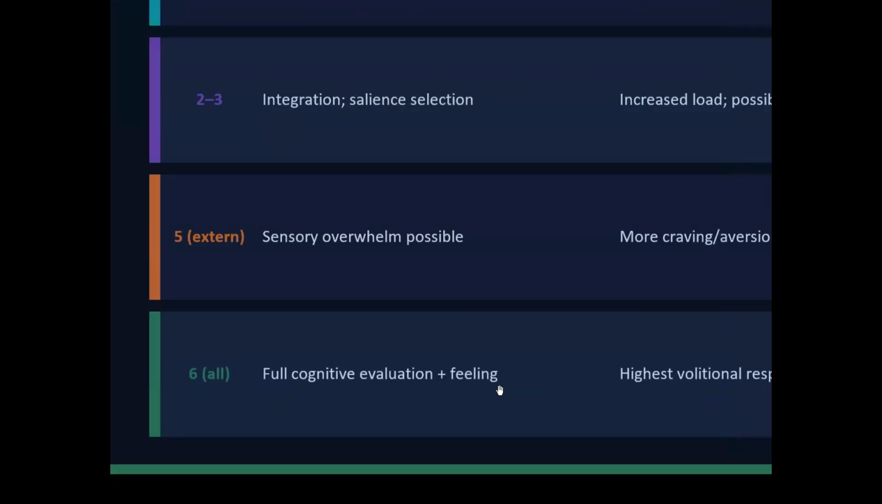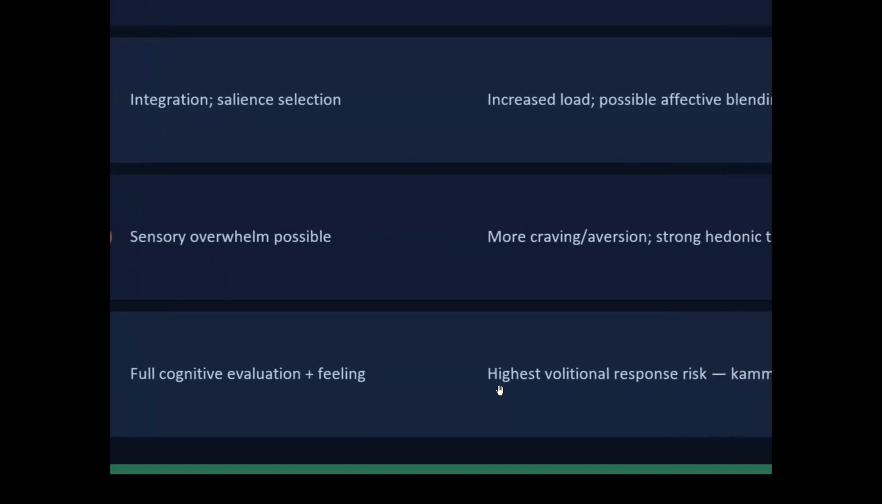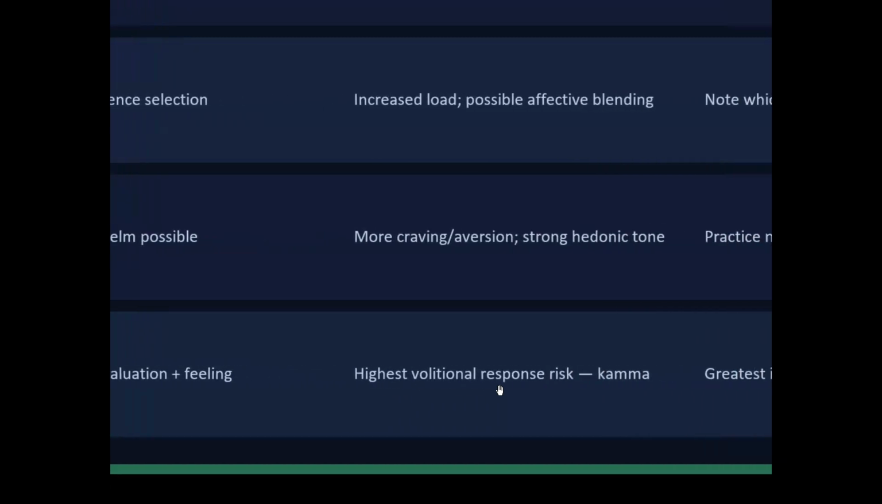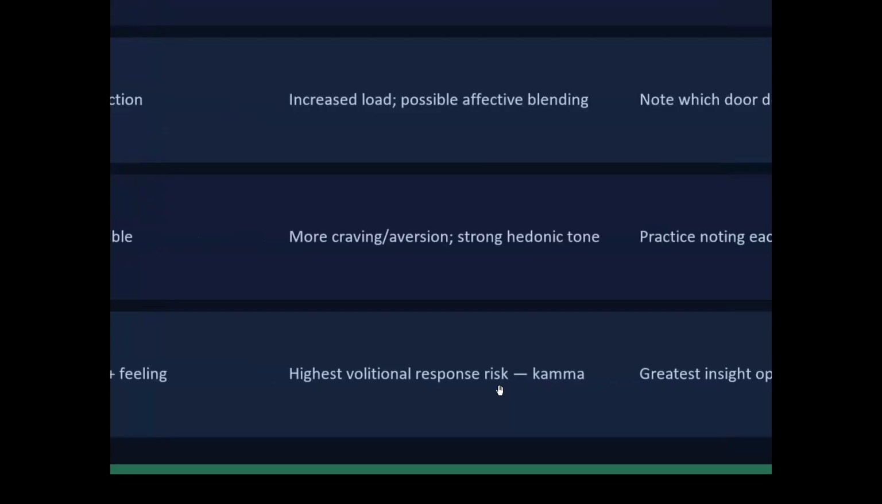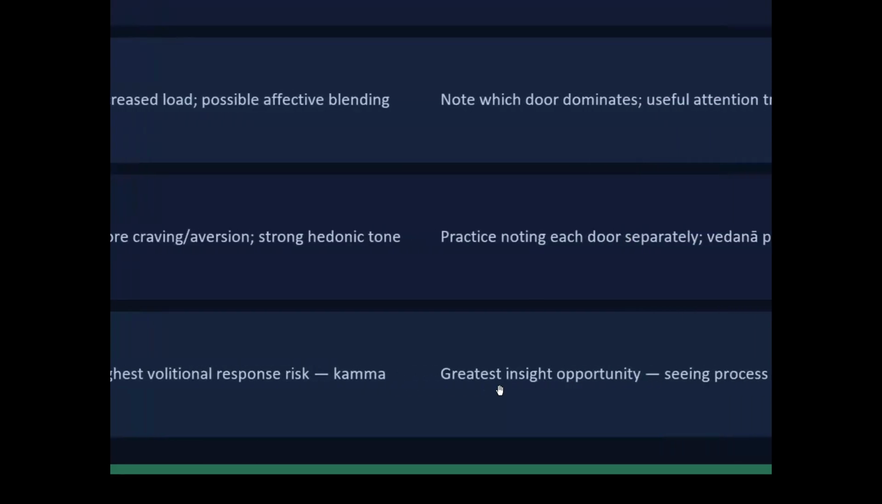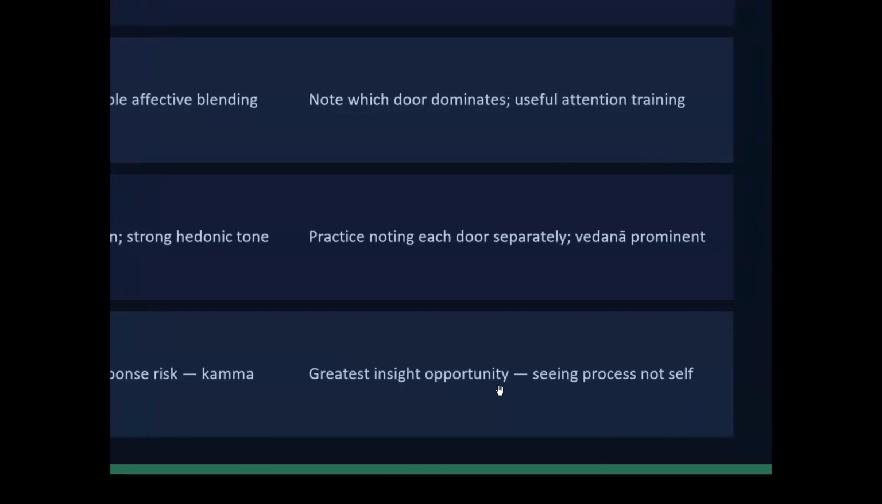And number 6, the full cognitive elaboration, the feeling. With the mind coming in, the highest volitional response risk. I mean, you create karma. When the mind comes in, karma will be created. So this is the greatest insight opportunity: seeing process, not self. Okay, that's why vipassana is about process. You don't see yourself. It talks about process, one after another.